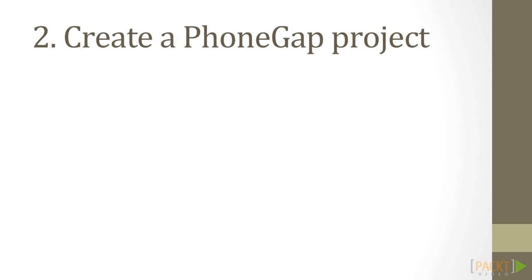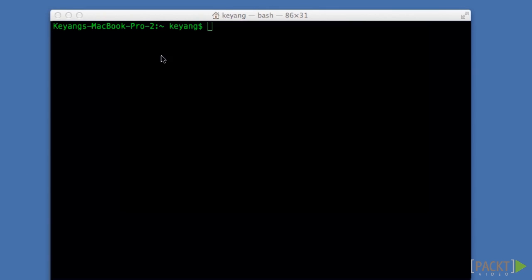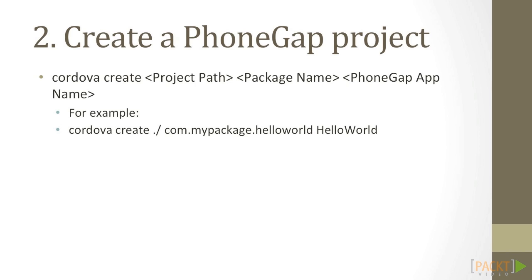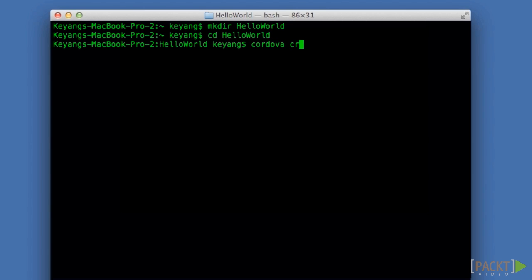Now we are going to create a PhoneGap project. Open a terminal, create a project folder, and go into the folder. The command cordova create will take three parameters: your project folder path, your project package name, and your application name. The folder path is the location of the folder we created, which is the current folder. The package name is assumed to be com.helloworld, and the application name is Hello World.